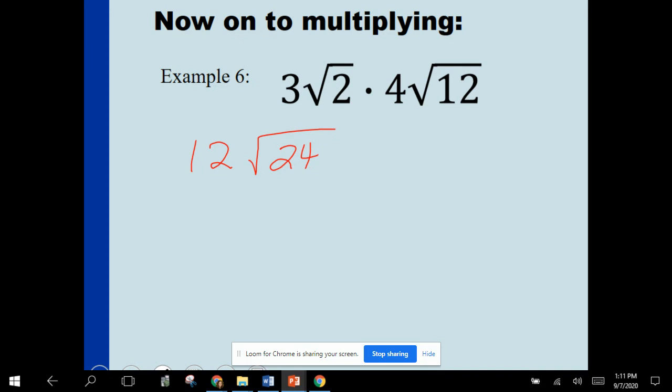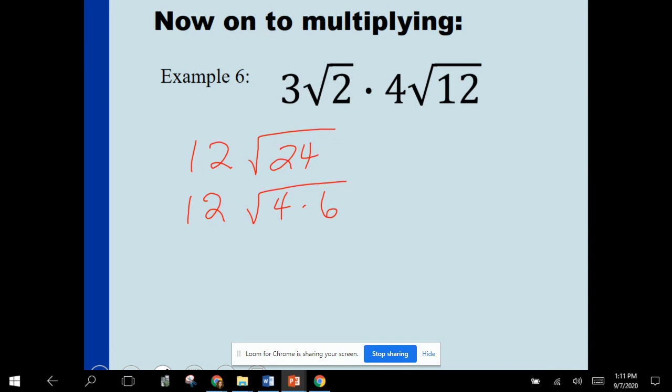Next step is to check to see if it can be simplified. So when I look at it, I know that there's a perfect square factor of 24, and I know it's 4. Because if you think of the factors of 24, 1 times 24, 2 times 12, 3 times 8, 4 times 6, the only perfect square factor of all those factors is 4. So we're going to rewrite it so that we show those factors.